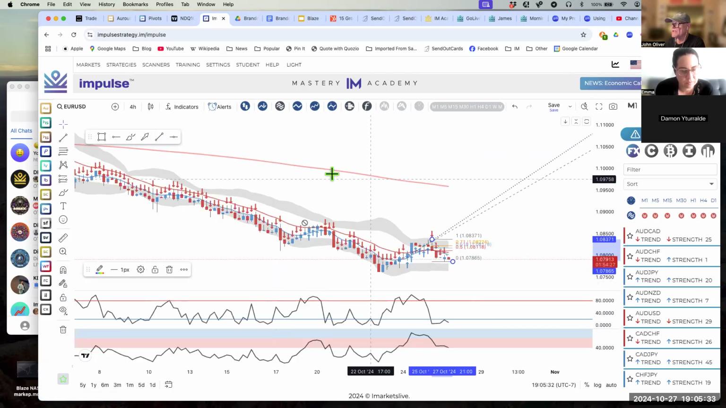4 hour, pretty much the same. Here's your blue under red. We're under the main thing here. We've got our micro, macro pivot lines here. So we did pull away from those back on the 25th of October, which was on the Friday.